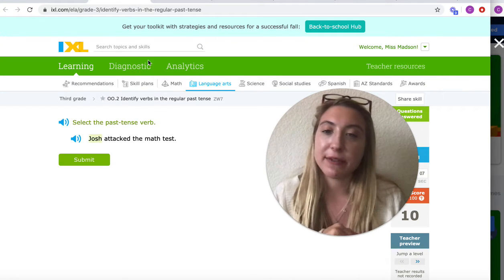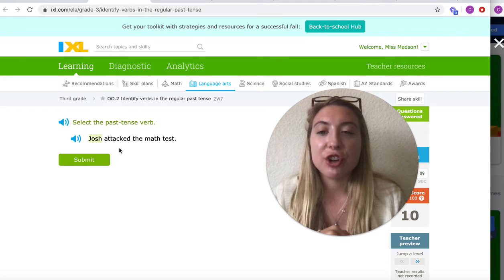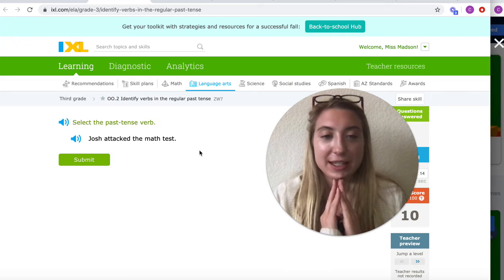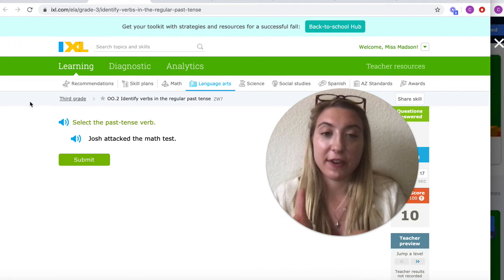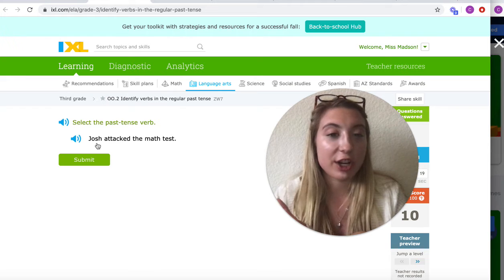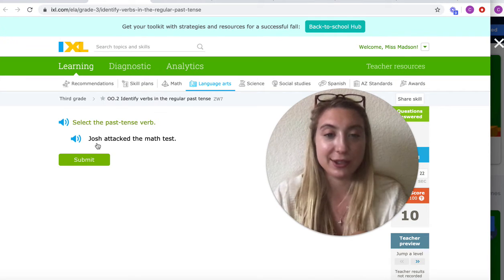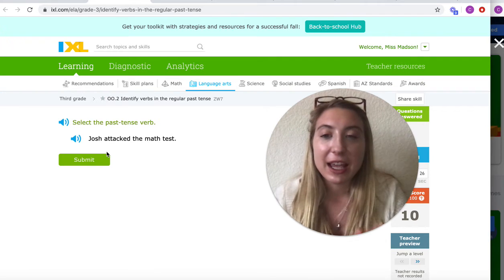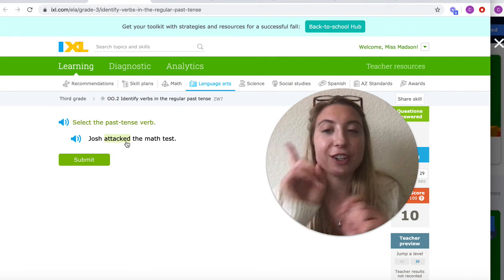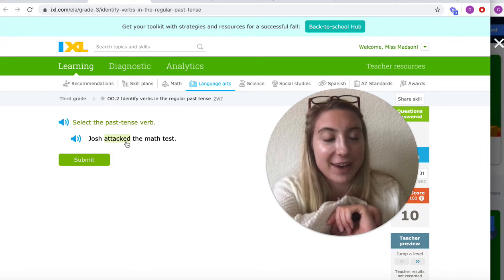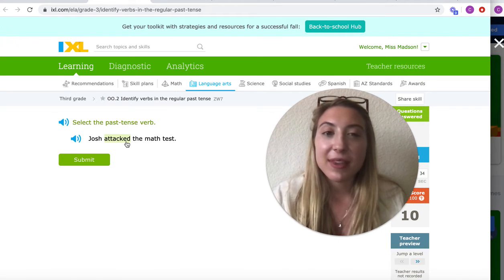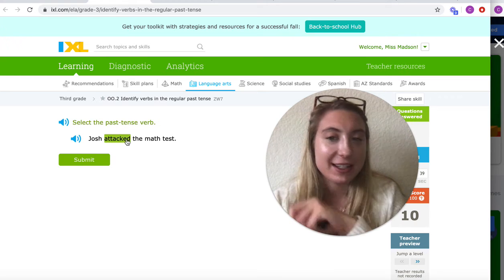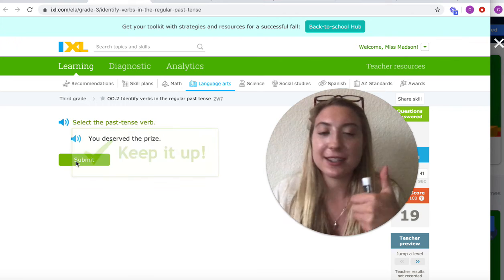Select the past tense verb is my directions. Josh attacked the math test. So let's see. So remember when I find verbs, I just figure out who the subject is, which is Josh. That's who the sentence is about. And I go, what did he do? He attacked. So it happened in the past. He's already done it. And it ends in an ED. And it's just like our phonics from Monday with our CK. So attacked the math test. I'm going to click on that and submit.